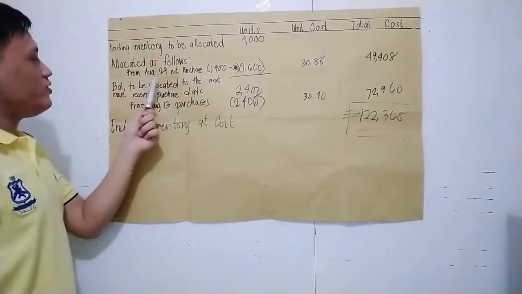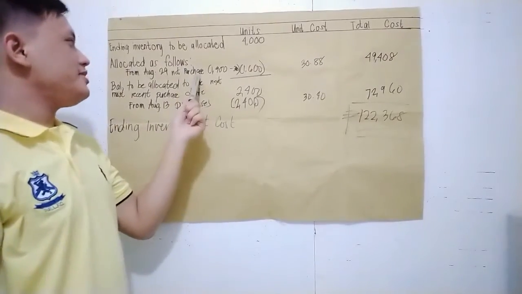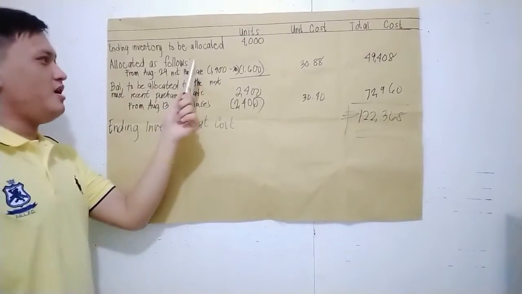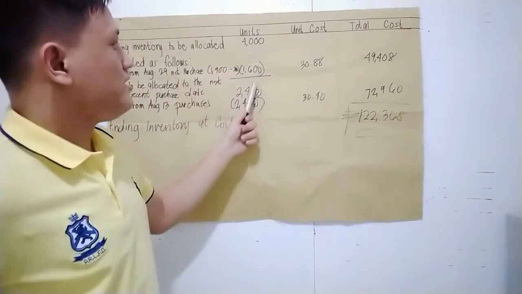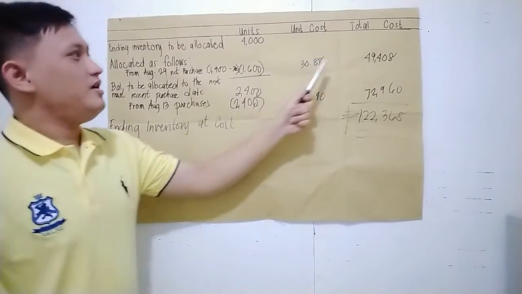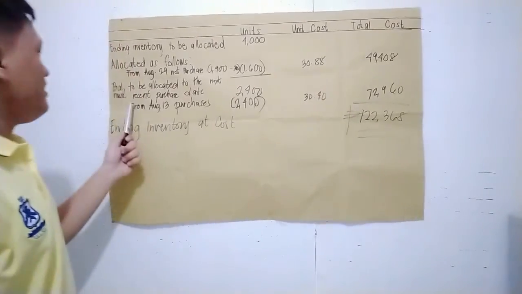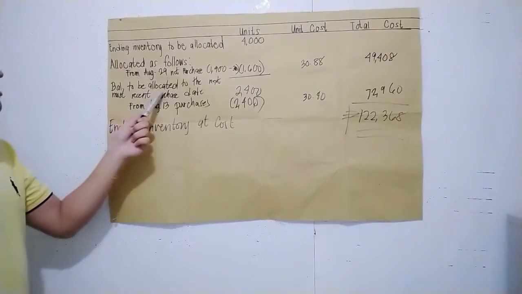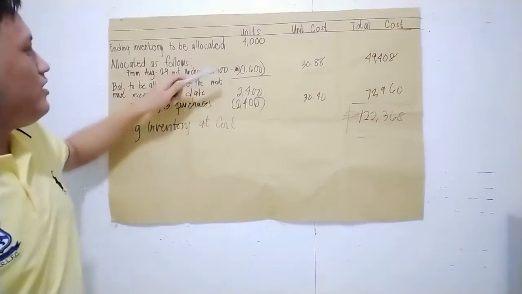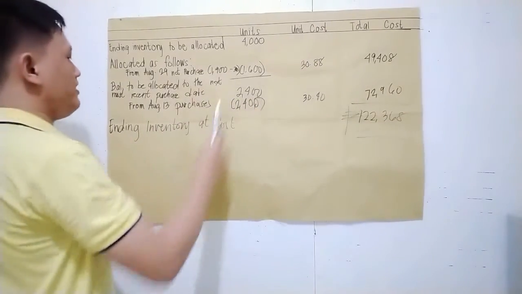So from August 29, we have a net purchase of 1,600. Again, to get the net purchases, deduct the purchase returns from the purchase. So our units is 1,600. Multiply it by the 30.88, its unit cost. So our cost is 49,408 pesos. Now, our balance to be allocated to the next most recent purchase date, we need to deduct this one to get it. So the answer is 2,400.